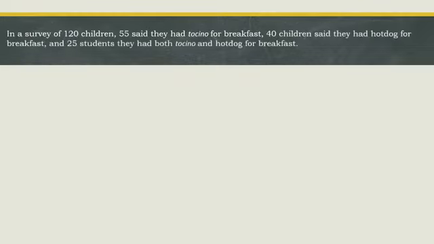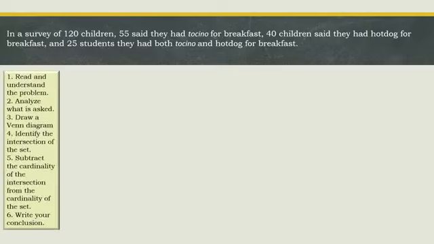Okay, let's have this example. In a survey of 120 children, 55 said they had tocino for breakfast, 40 children said they had hot dog for breakfast, and 25 said they had both tocino and hot dog for breakfast. So this is the survey. Okay? So take note, because sa atong step-by-step process, remember, you have to read and understand the problem. So gi-read nato karon, gi-understand nato, meaning there are 55 who eat tocino, there are 40 who eat hot dog, and 25 who eat tocino and hot dog.